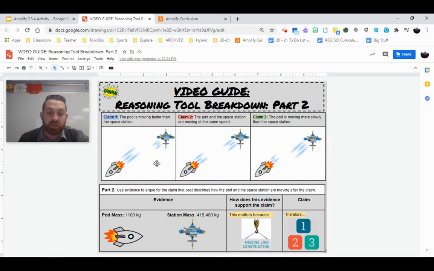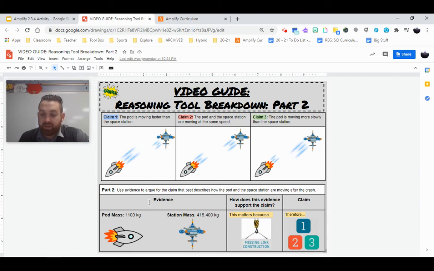So in all three situations, the first one, the space pod is moving faster than the station. Claim 2, they're equal speeds. And then Claim 3, the station is moving faster than the pod. So you're going to have to pick based on what you know about collisions, based on what you experienced in the simulator, based on what you experienced in our experiment with our different objects. What do you think would be the best claim for what is happening with our objects after the collision?